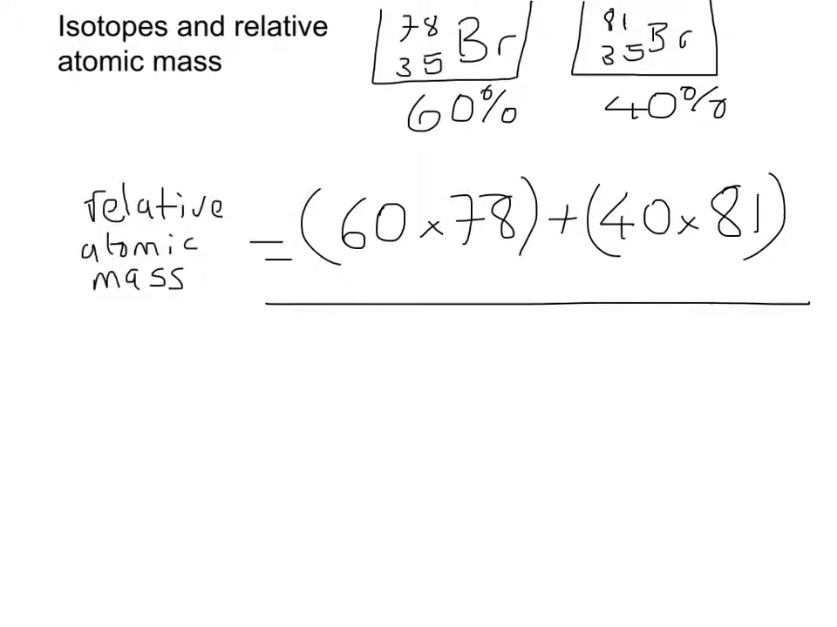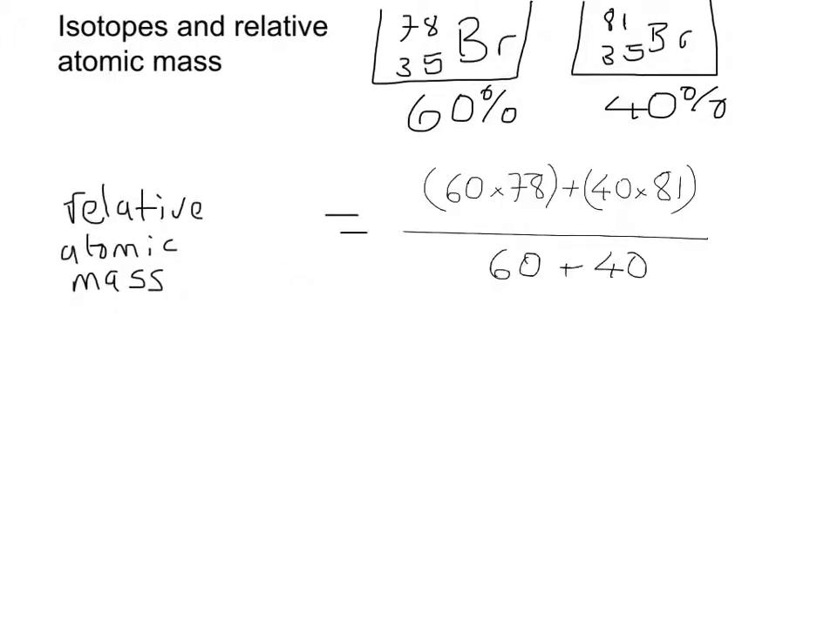Now we divide this by the whole, and the whole is the 60 plus the 40%. So we can write our 60% plus our 40%. So this equation is basically stating here that 60% of our atoms have an atomic mass of 78, and 40% of our atoms of bromine have an atomic mass of 81. And we're simply dividing that by the whole, which is 100%.